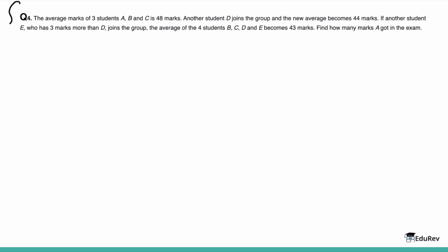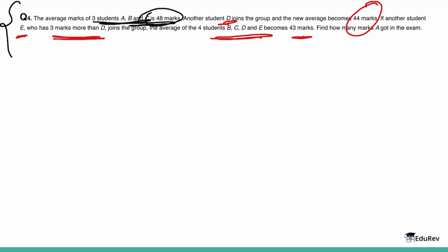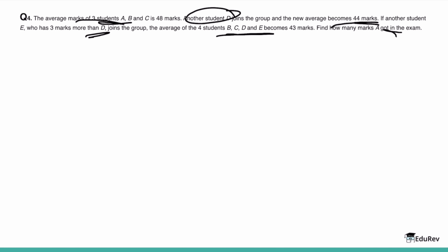Question number 4 says the average marks of 3 students A, B, C is 48 marks. So there are 3 students and their average is 48 marks. Another student D joins the group, and now the new average becomes 44 marks. Now if another student E, who has 3 marks more than D, joins the group, the average of the 4 students, that is B, C, D, E, is 43. Find out how many marks A got in the exam. I hope you understood the question. Let's see what the solution is.